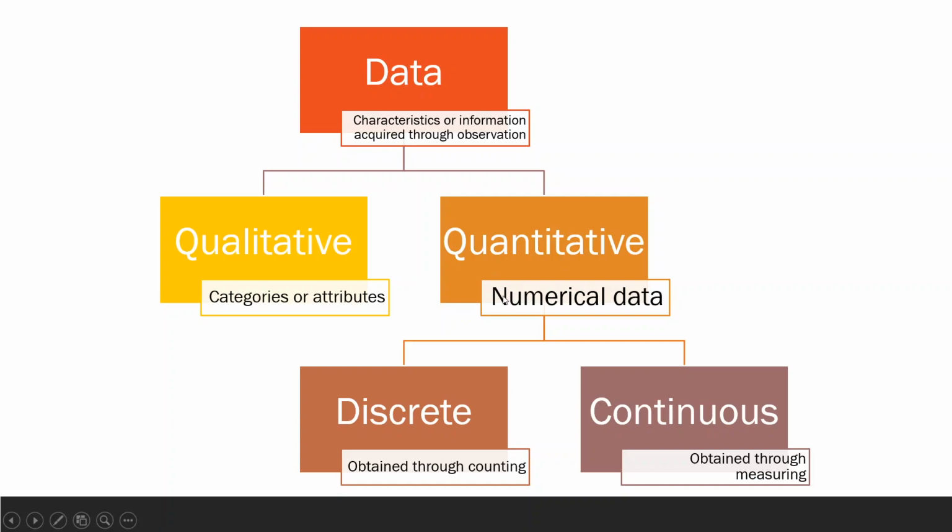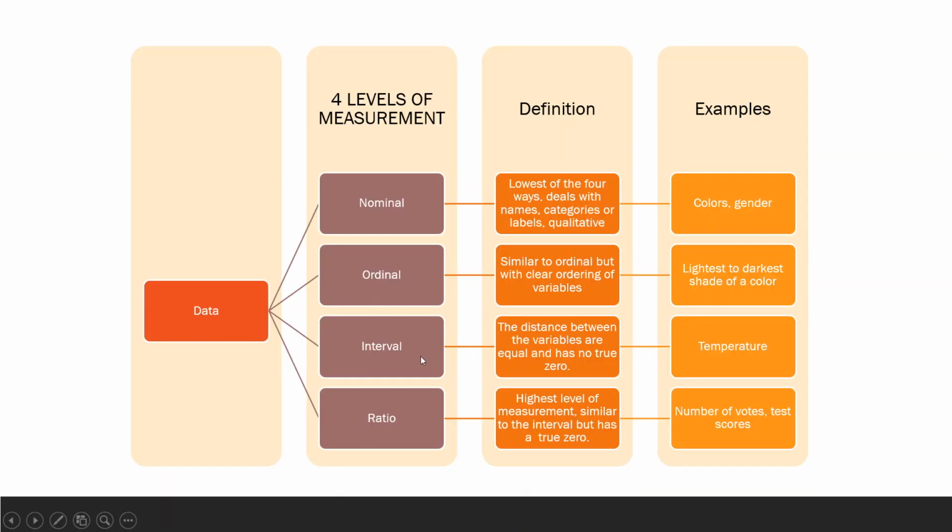However, on the other hand, we have the quantitative data, or from the word itself, the quantity. So we will focus on numerical data. Under the quantitative data, we have two classifications. That is the discrete and the continuous data.